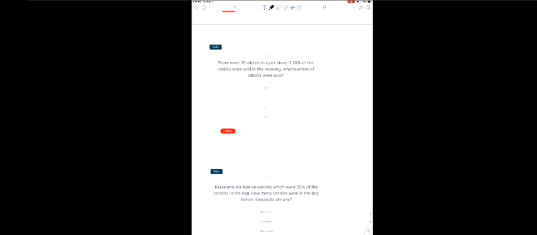We're doing great. Number 12. There were 35 rabbits in a pet store. If 20% of the rabbits were sold in the morning, what number of rabbits were sold? We're looking for the number of rabbits sold, so this is a part. 35 rabbits is the total number of rabbits, and it says that 20% were sold in the morning. So it's already giving me the percent, just kind of straightforward.